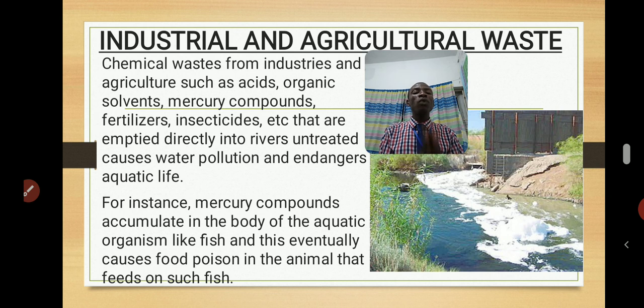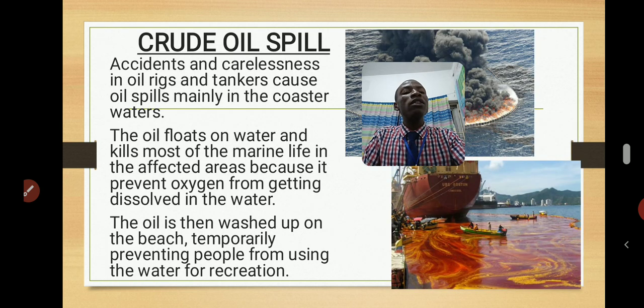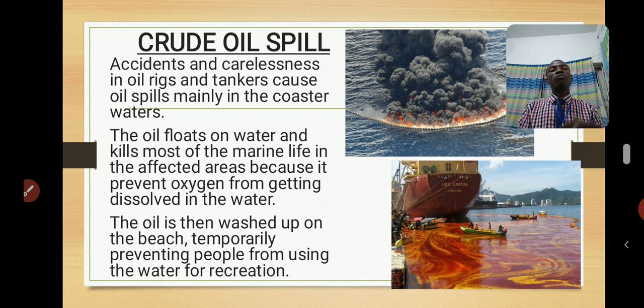So these are the ways by which mercury compound, fertilizers, and insecticide cause water pollution. Take note of what we are saying. The next one is crude oil spill. Oil spillage occurs very well in the offshore. Offshore is inside the water.